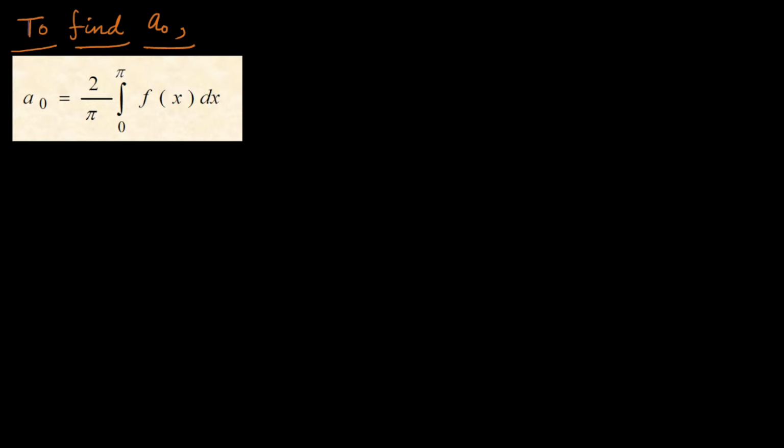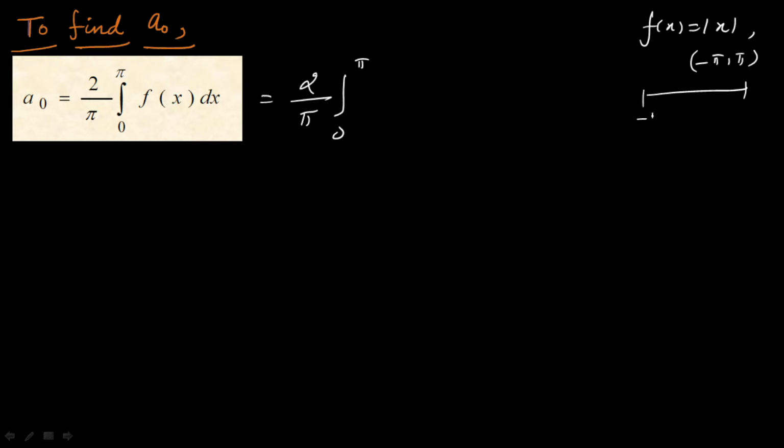So now let me first find out the value of a naught. So a naught is equal to 2 by pi integral 0 to pi f of x dx, that is equal to 2 by pi integral 0 to pi. Listen here, the function given here is f of x equal to mod x or absolute x, that is defined in interval minus pi comma pi. So in 0 to pi, this is from minus pi to pi, whereas in 0 to pi, absolute x, that is f of x takes the value plus x.